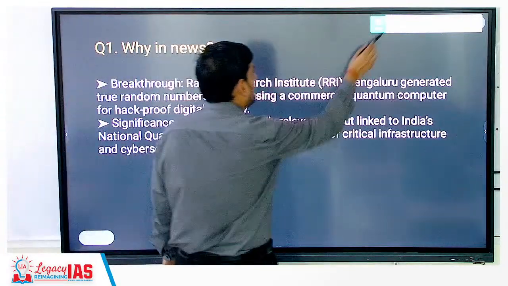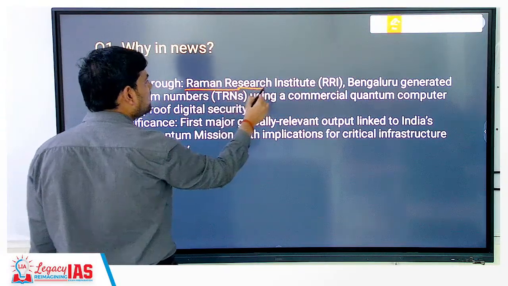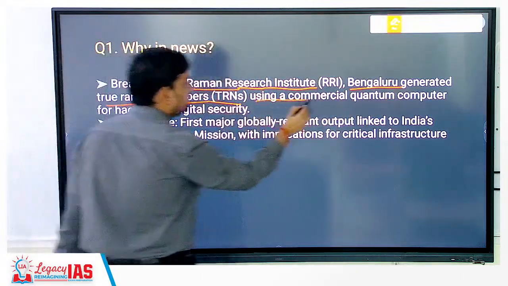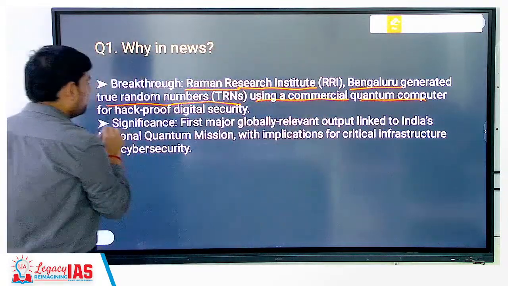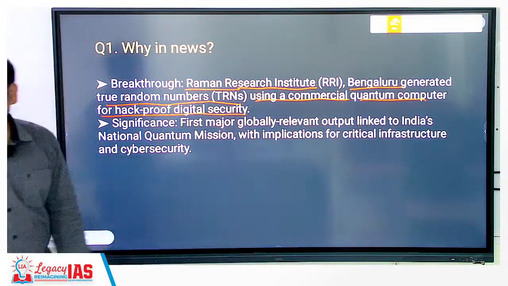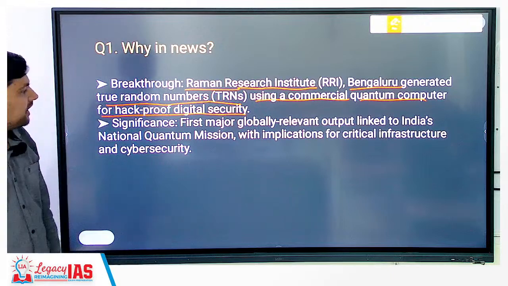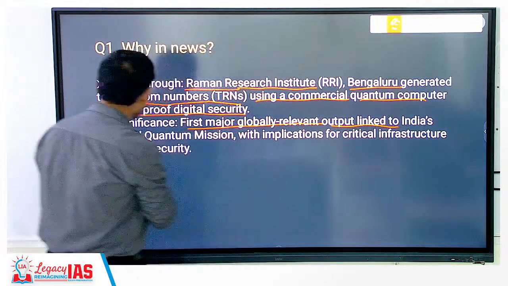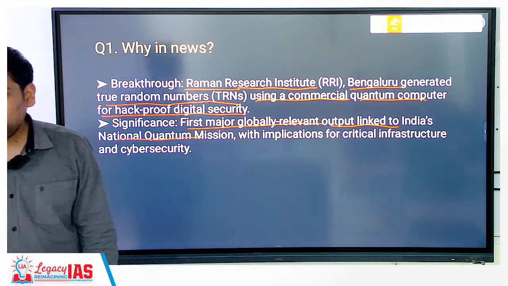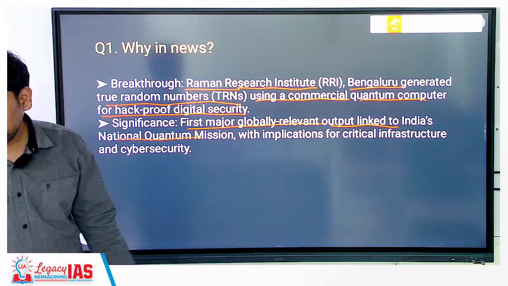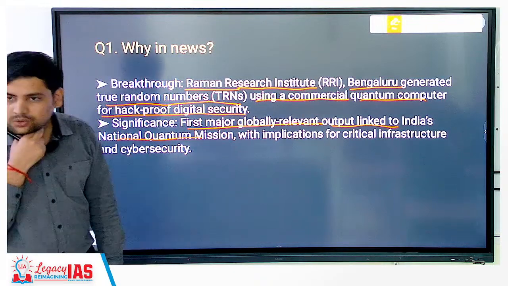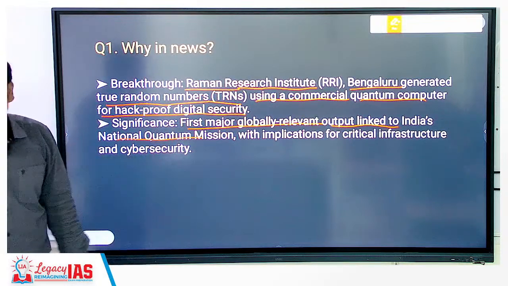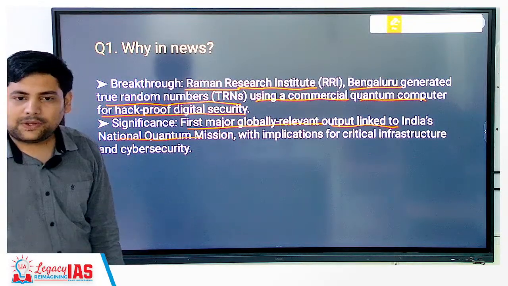So Raman Research Institute, Bangalore, has generated true random numbers using a commercial quantum computer for hack-proof digital security. Okay. Then what is the significance? This is the first major globally relevant output linked to India's quantum mission. So for the Indian quantum mission, we have come up with an 8,000 crore budget, but it is saying that this is the first globally relevant thing that we have come up with.